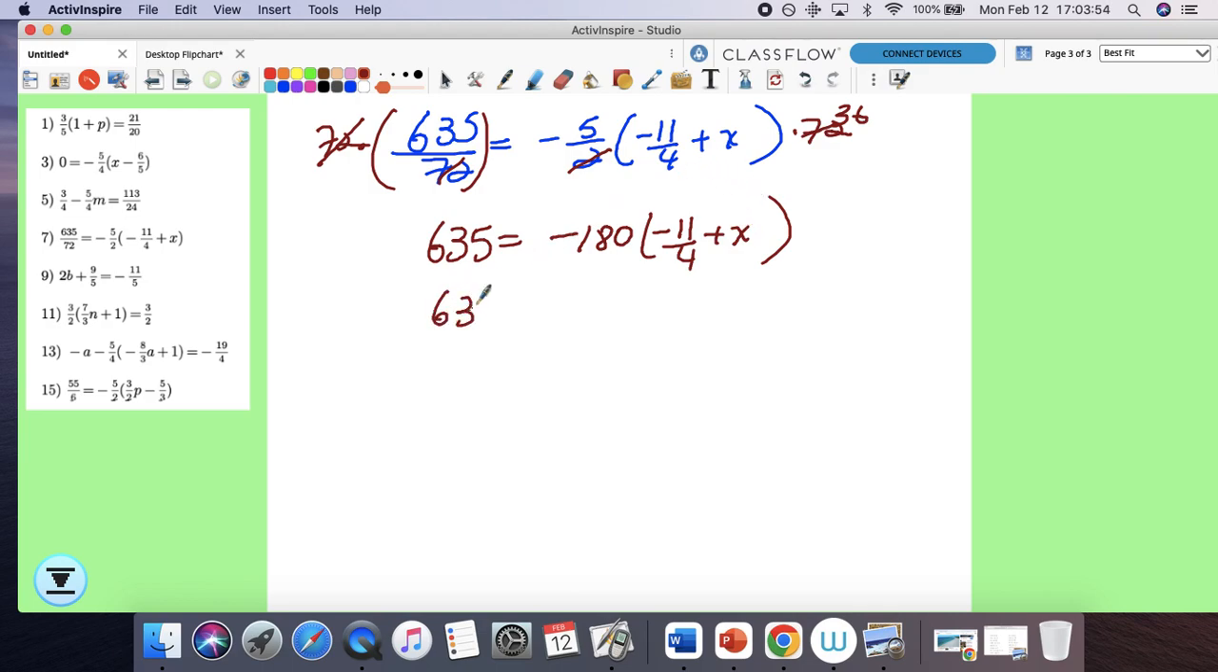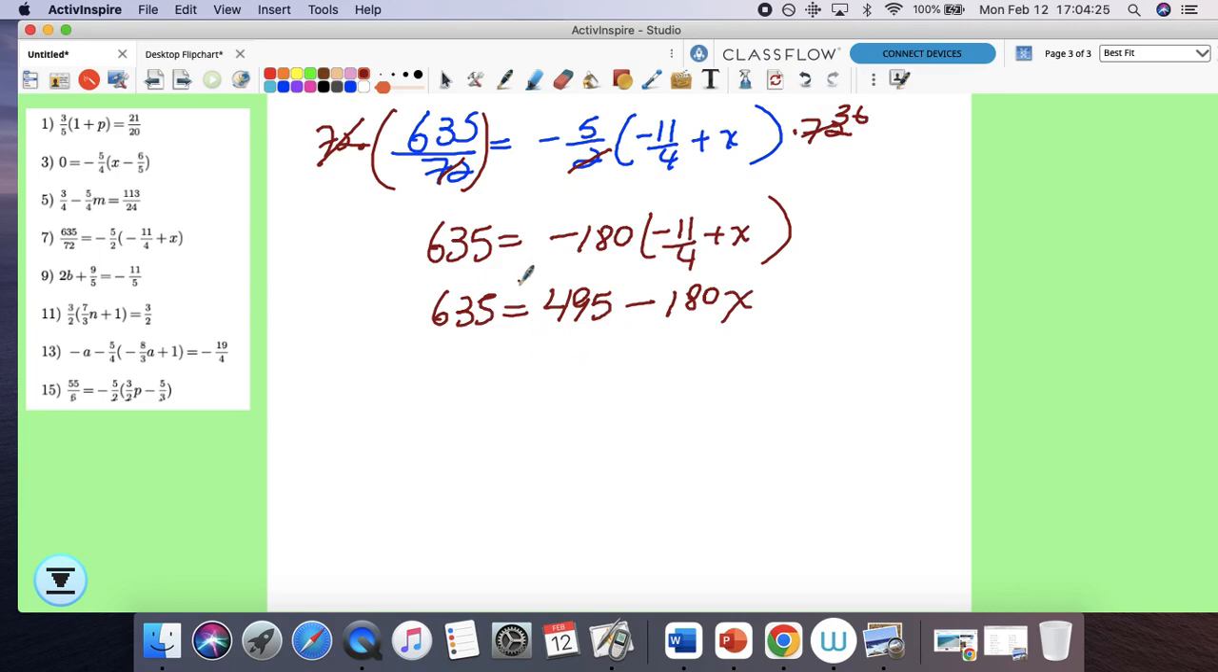So 635 equals, and then 180 divided by 4 is 45. So negative and negative is a positive, and then 180 divided by 4 is 45, and then I'm going to have to multiply that by 11. And I'm going to get 495. Minus, because the negative times the positive is negative, minus 180 times x is just 180x. And that's what I end up getting.